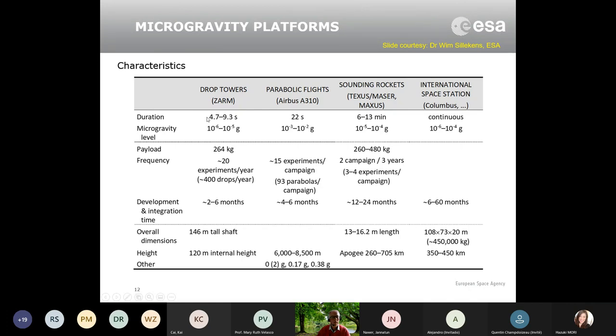The duration of microgravity achievable on a drop tower is up to 10 seconds. On a parabolic flight, it's 22 seconds, but this is achieved multiple times during the flight campaign, as we'll see. Sounding rockets, somewhere between 6 and 13 minutes, depending on the rocket. And in the International Space Station, you have continuous microgravity. I would point out that on parabolic flights, we can also tailor the G levels so that you can mimic those on the moon, lunar or Martian gravity levels, which may be interesting to some of you.